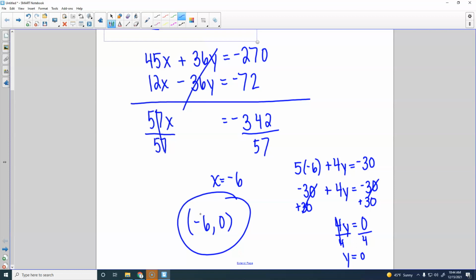You could put it in the bottom one instead if you want. It's going to give you the same answer, but you don't have to do anything else with it. So you just pick whichever one looks easier to you and use that.